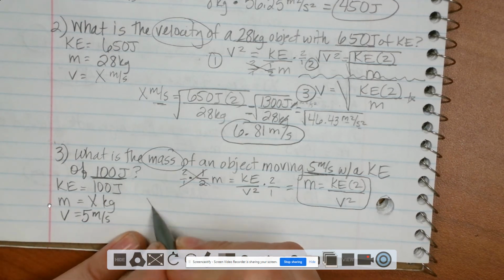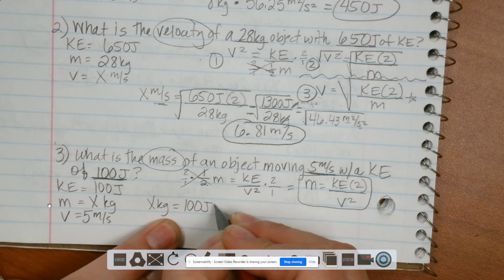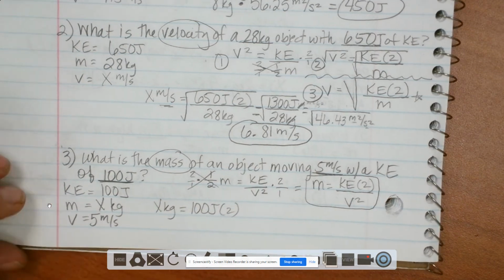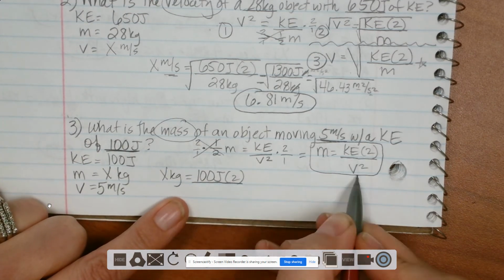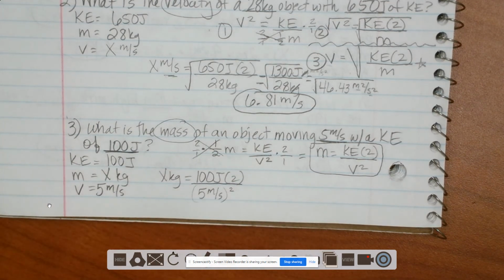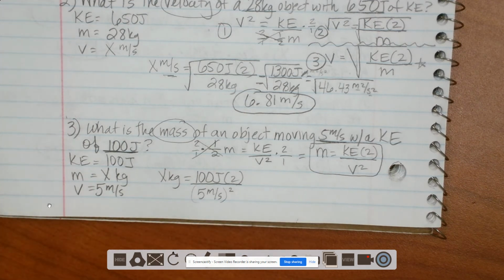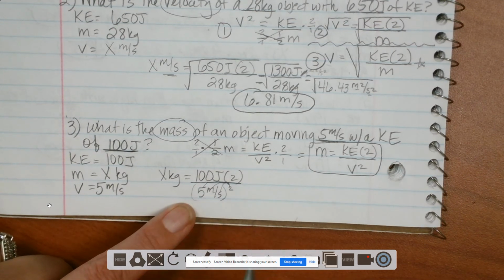So mass is x kilograms, that's M, equals my kinetic energy is on top, 100 joules times 2. Remember, it's just 2. There's no unit on 2. And I'm going to divide that by my velocity squared, which is 5 meters per second. But here's the deal. I'm going to put parentheses around it so I remember that I'm squaring everything inside. Some people will put the squared with no parentheses and they'll be like, oh, meters per second squared, it's an acceleration. And they'll forget they had that squared there. They'll just mistake it for the acceleration unit instead of knowing they have to square. So this reminds me that I have to square the seconds, I have to square the meters, and I have to square the 5, all of them.